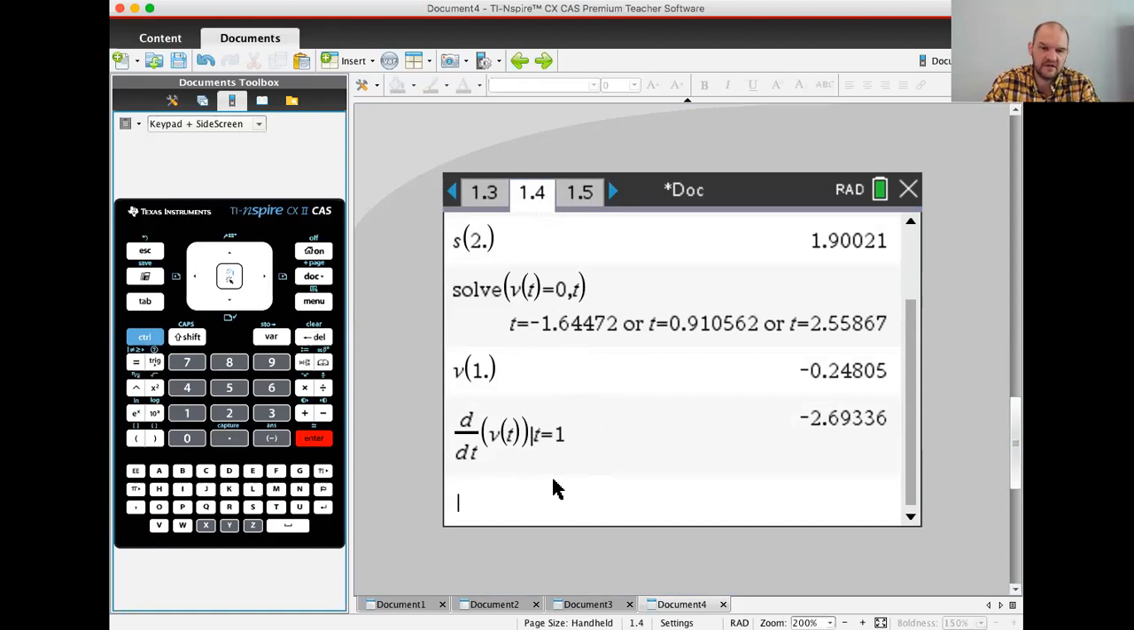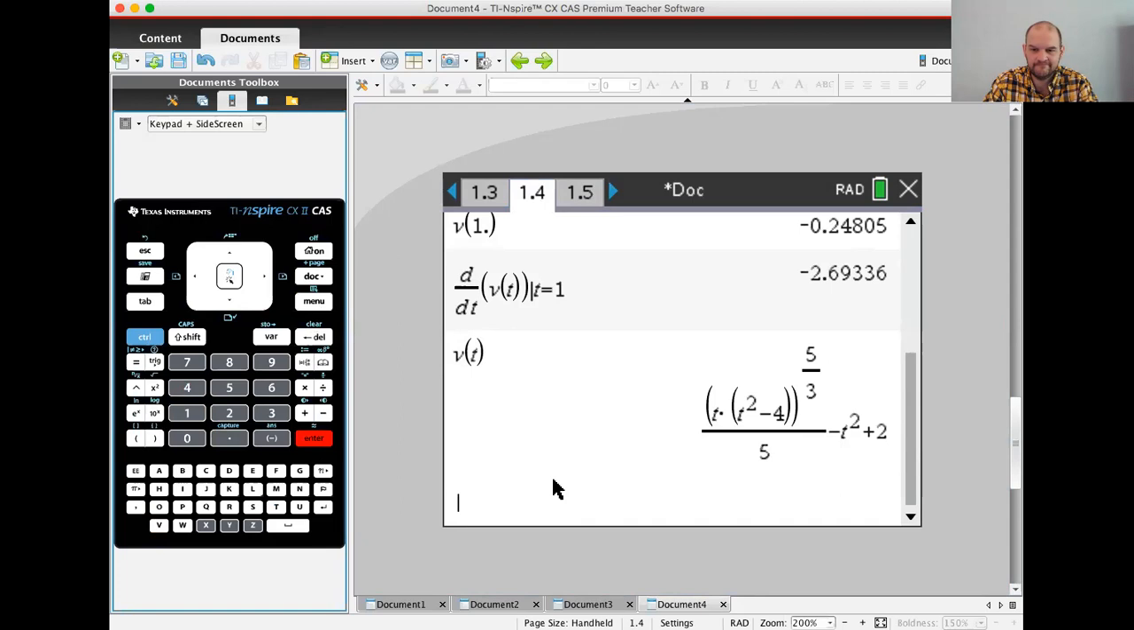What is v of t? Is that right? Oh, I have no idea. 2t, what did it do? Oh, it factored t out. Okay, yeah. So what gives? Derivative.